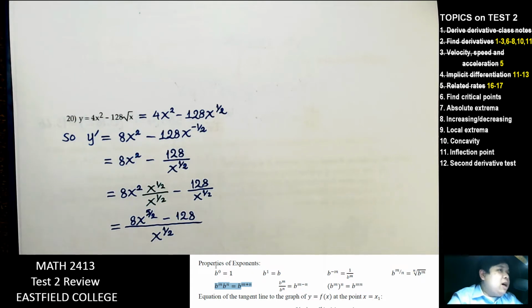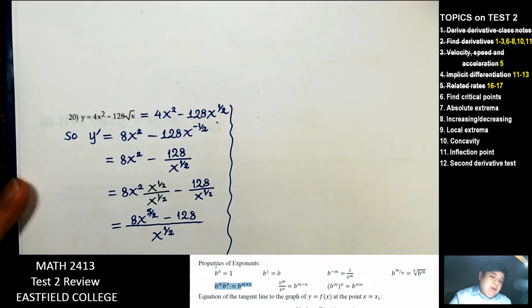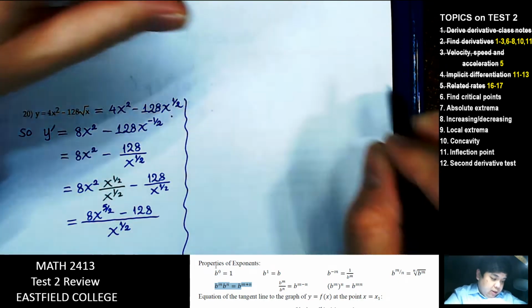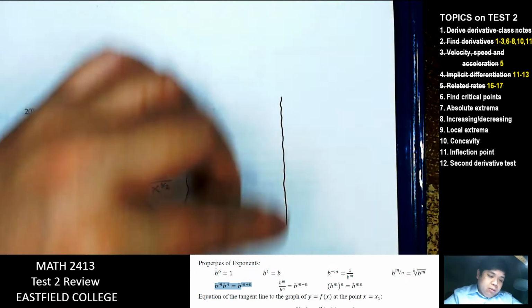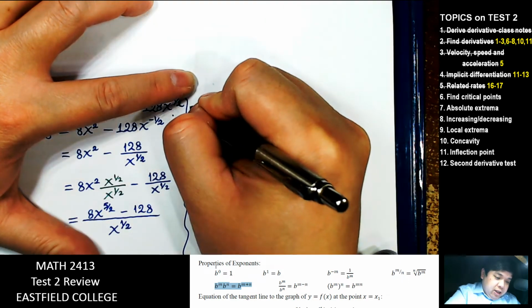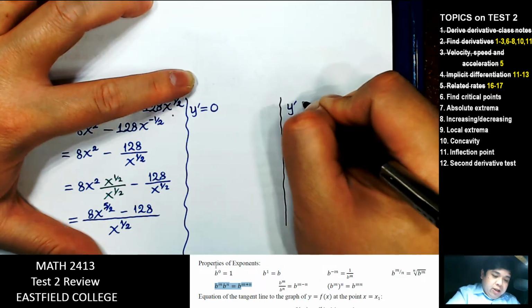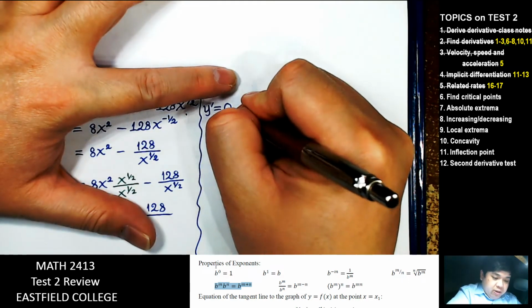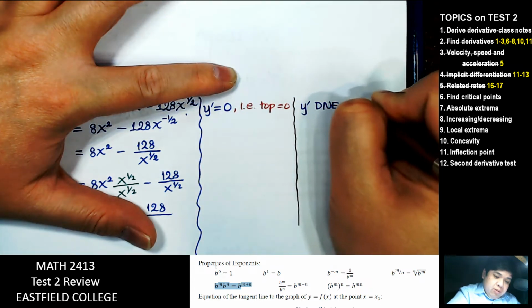Right, so it will be just that, one big fraction. That's what we go after. After we have the derivative, we'll do two things. We say derivative equal to 0 or derivative does not exist. Derivative equal to 0 means the top is 0. Derivative does not exist means the bottom is 0.